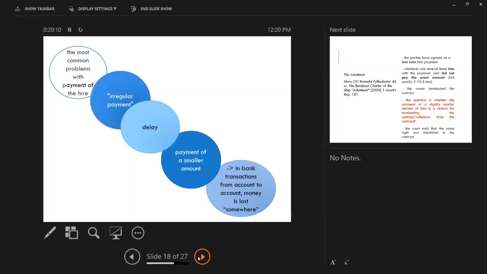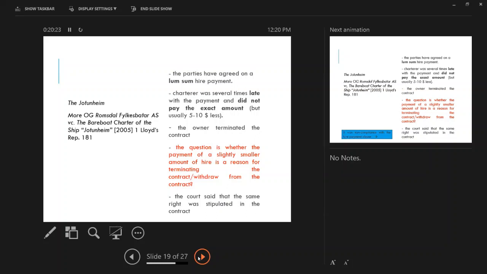There are even situations in which, from one bank account to another, money is lost somehow, somewhere. The same happened in one case called Jonathan. This was a vessel on bareboat charter. The parties had agreed on a lump sum payment, but the charterer was several times late with the payment, plus he did not pay the exact amount of money, but usually between $5 and $10 less. Of course, $5 to $10 is not too much, but it was the reason for the owner to terminate the contract. So in this case it was questioned whether payment of a slightly smaller amount of hire is a reason for terminating the contract and withdrawing from it.